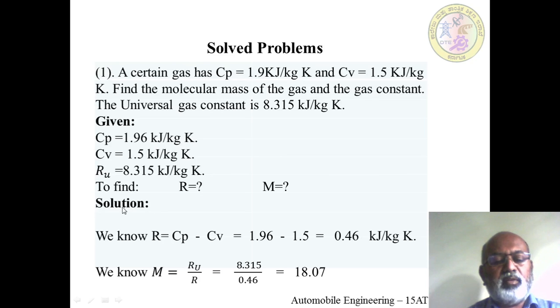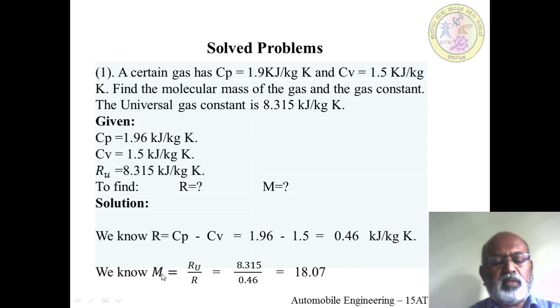To find the solution, we know R is equal to Cp minus Cv. That is very simple. Cp is given as 1.96, substitute it, and Cv is given as 1.5. After simplification, we get 0.46 kilojoules per kg Kelvin.